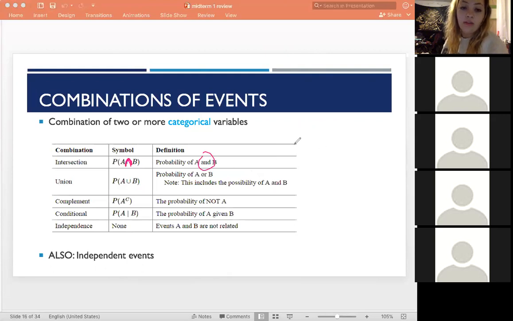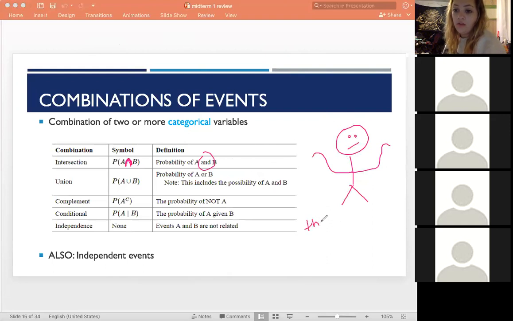And the way I remember this one is that union is saying or. So there's a little dude. Well, no, wait, I don't want that face on him because he's confused. So he doesn't know what he wants. He doesn't know if he wants this or this. He's like, which one do I want? So this, or this. He's so confused. So, or this is union, and this kind of looks like a U for union.